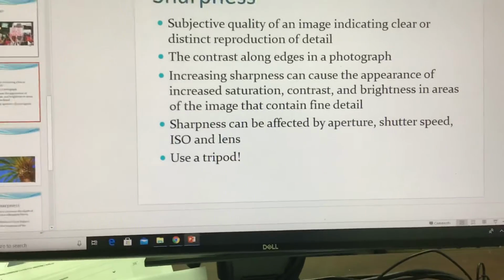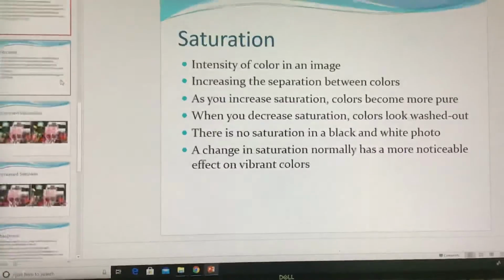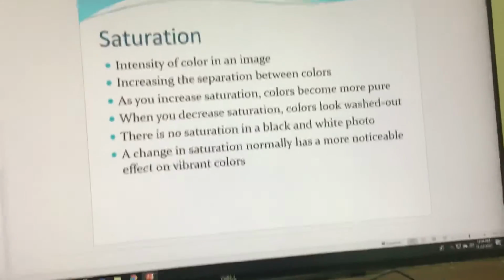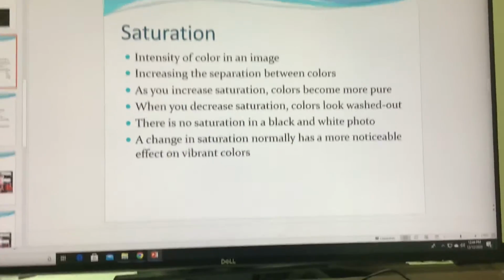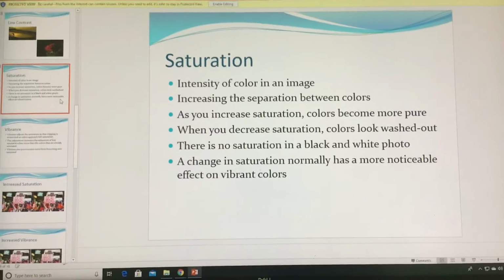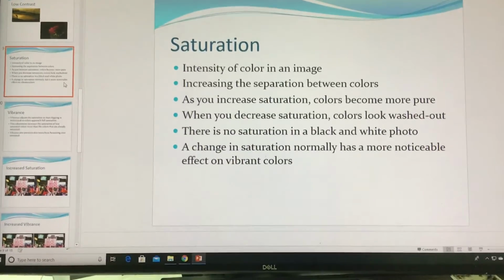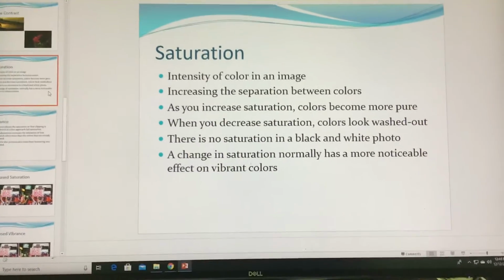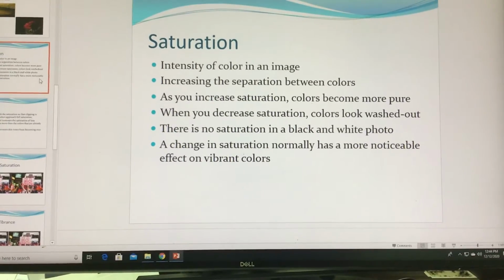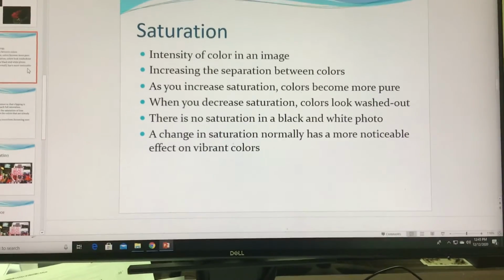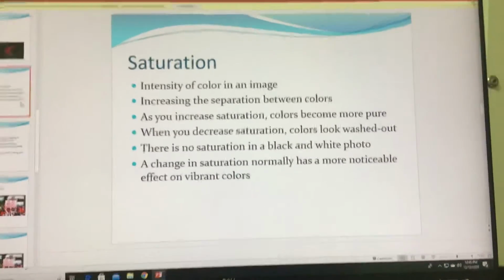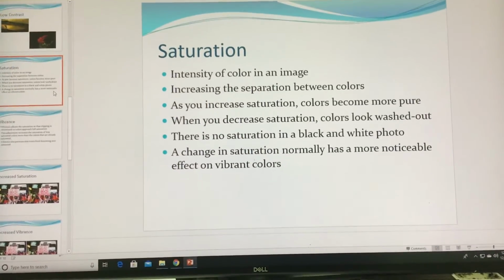Okay, so going back to saturation, question number 2. As you increase saturation, what becomes more pure? As you increase saturation, colors become more pure. And what type of photos have no saturation? Well, since saturation has to do with color, the type of photos that have no saturation are black and white photos. Black and white photos have awesome contrast, but they do not have saturation.